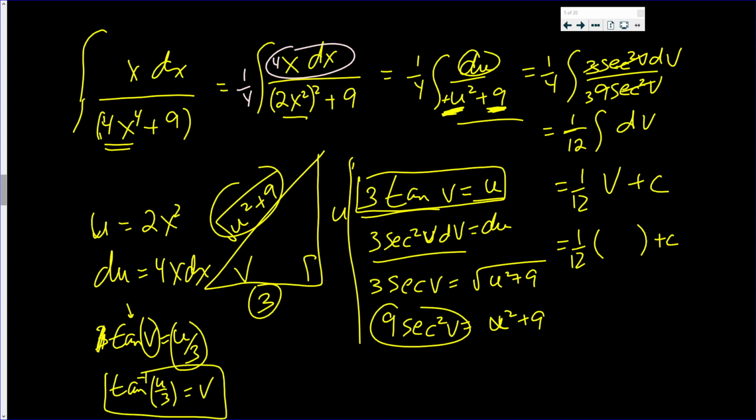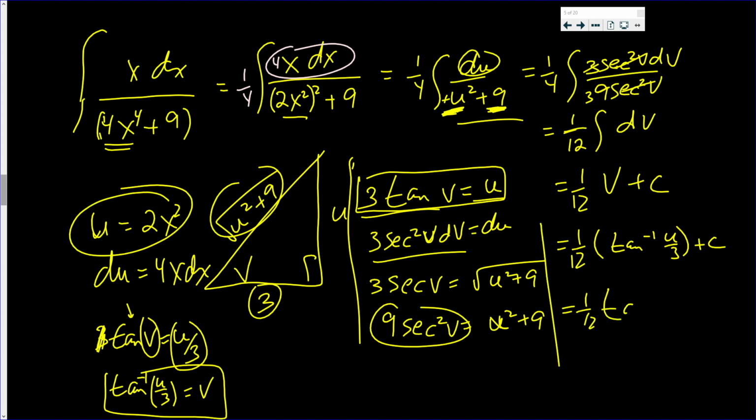Okay? So let me just give myself a little bit more space. It's 1/12 of v, which is the arctangent of u over 3 plus c, and u is 2x squared. So it's 1/12 arctangent of 2x squared over 3 plus a constant. That is the integral. And that's going to finish this section.